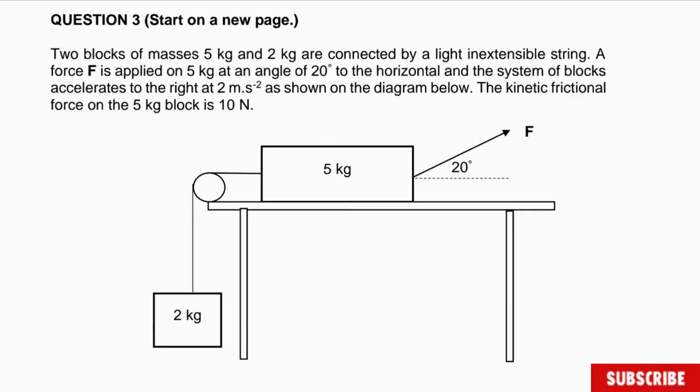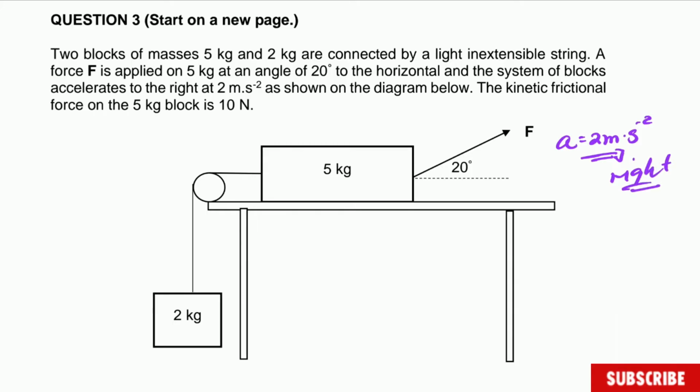But this question says two blocks of masses 5 kilograms and 2 kilograms are connected by a light inextensible string. A force F is applied on the 5 kilogram block at an angle of 20 degrees to the horizontal, and the system of blocks accelerates to the right at 2 meters per second square. So the acceleration is equal to 2 meters per second square, and I'm going to write the direction there, which is right, as shown in the diagram below.